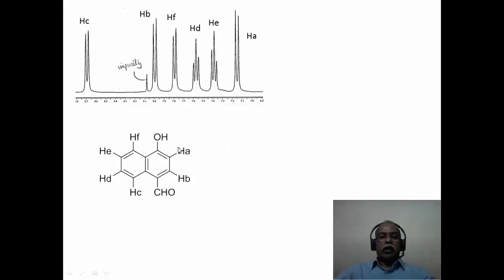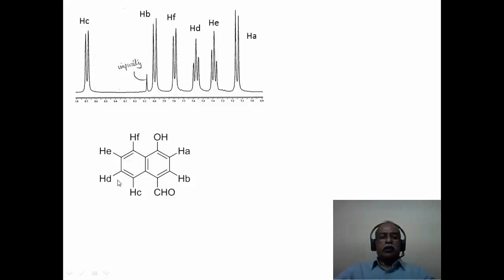HA, which is ortho to the hydroxy functional group, comes at the lowest delta value, and it has ortho coupling with HB. So HA and HB are mutually coupled. HA comes here, and HB most likely is this particular peak, which has the same coupling constant. In other words, these two form an AB quartet. One half of the AB quartet is here, the other half is around 7.15 ppm or so. Now in the other ring you have 4 hydrogens, HC, HD, HE and HF.